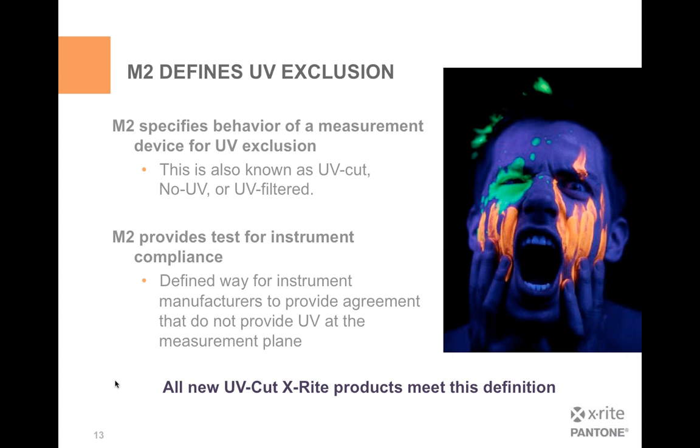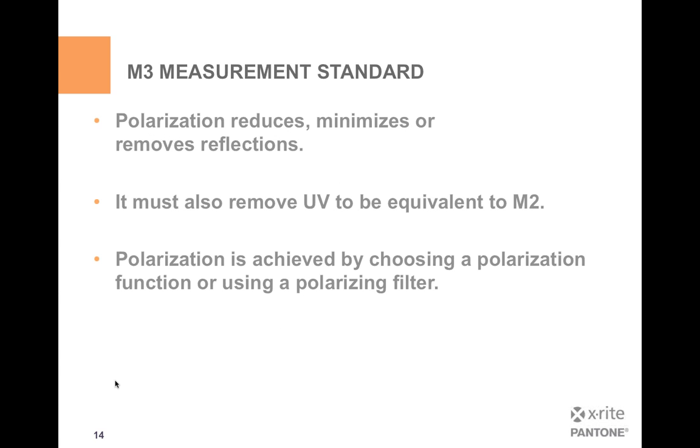So then let's move on to the next slide and talk about the last of the M's, and this is M3. So the M3 measurement standard is really a specialized use case in spectrophotometry. We tend to use M3 more often in densitometry, polarization when we're measuring density, but in spectral it tends to be much more of a limited use case. But this at least then defines for both conditions, both ISO 5 and 13655, how polarization should work.